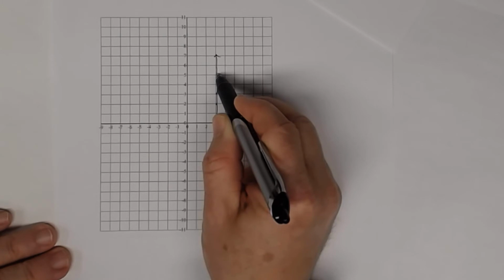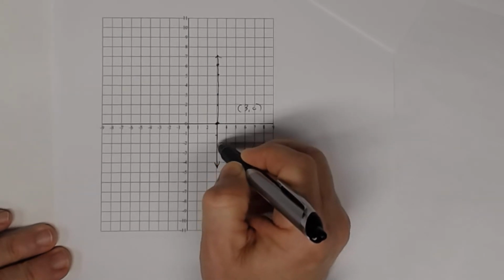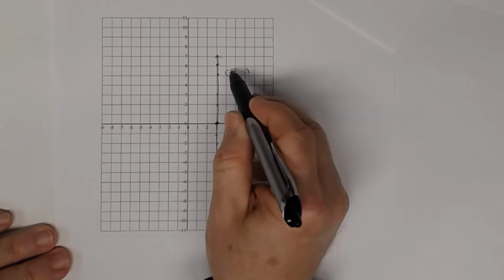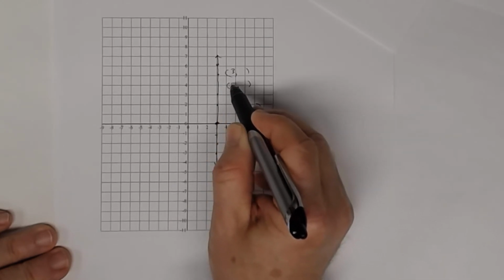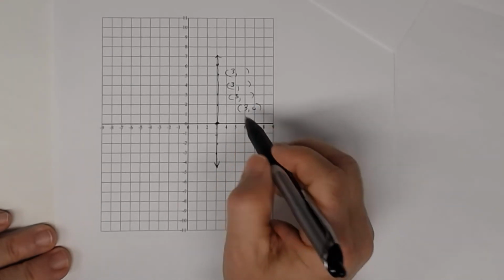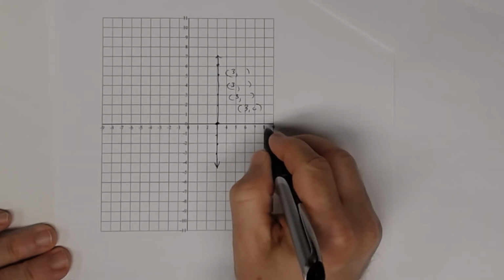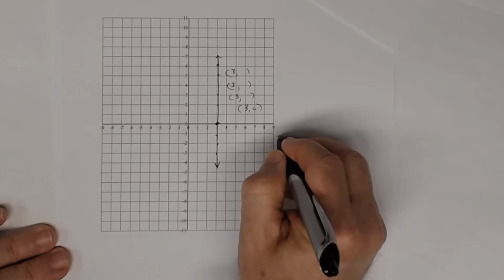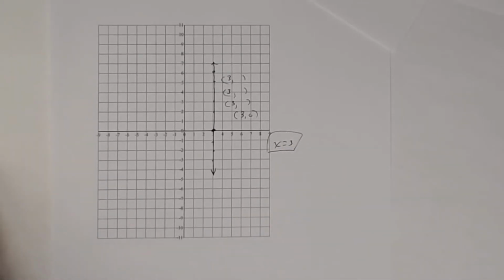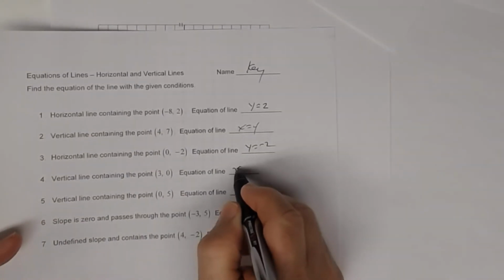What is special about all these points on this vertical line? Well, all these points have what x-coordinate in common? They have x in common, which is 3, right? And so the equation of this vertical line is x equals 3. And there's your answer, x equals 3.